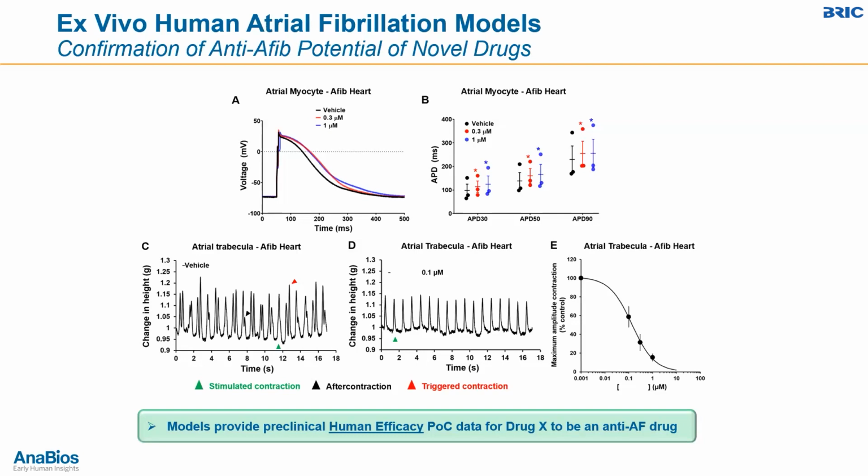And then when we tested the compound at 0.1 micromolar, which is very close to the predicted free Cmax and the IC50 for the effect to inhibit an ion channel, you can see that we did block the arrhythmic events, and we did recover the normal activity of the atrial contraction. And of course, we did determine the dose response curve for this compound. So this data is important, and it is like proof of concept data at the preclinical stage to demonstrate that drug X has the potential to be an anti-AFib drug.